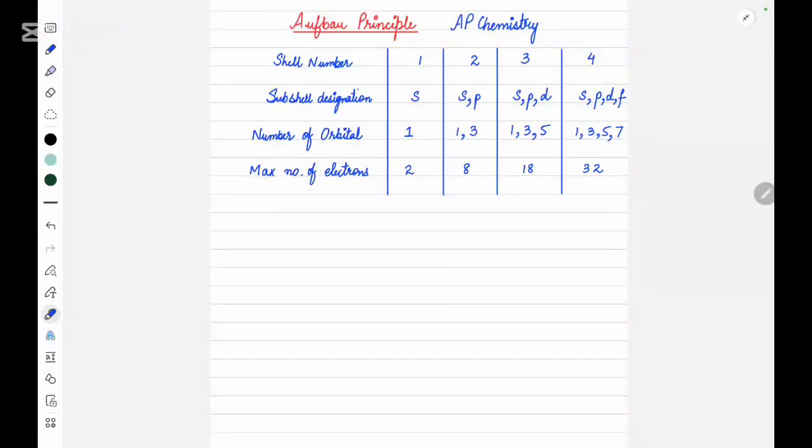So in this video, we are going to discuss how to represent the electronic configuration using the Aufbau principle. First of all, we know that the first shell has only an s subshell, which has only one orbital containing two electrons. The second shell has s and p subshells, where s has one orbital and p has three orbitals.